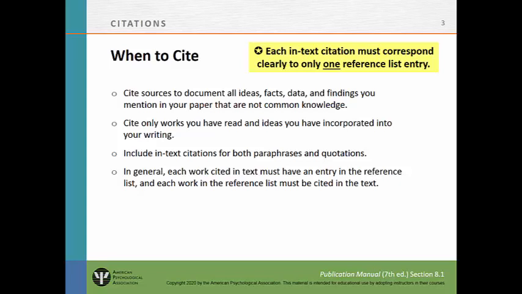You have to cite both paraphrasing and quotations that you make, and you should, whenever possible, be citing primary sources. Now, in my class, the important thing is to be citing primary sources from the scholarly literature, but when possible, you should go to the original source for an idea. Don't cite someone else's paraphrase when possible.